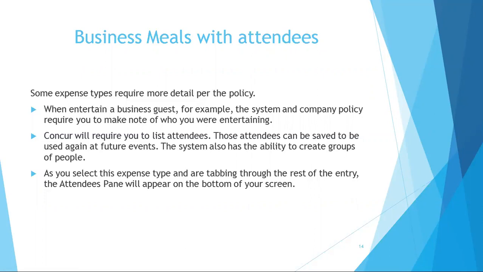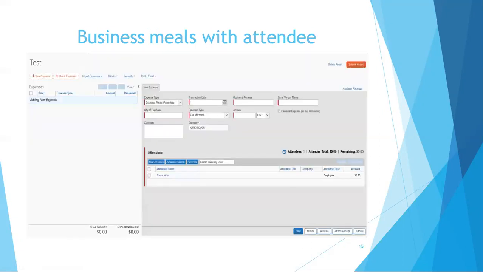I'm going to go through a couple of things to show you how it can be done. One is business meals. Anytime you have a business guest while traveling, you use business meal with attendees. And if you are eating by yourself, there's another one called meals individual. For the one with attendees, you click on business meals.